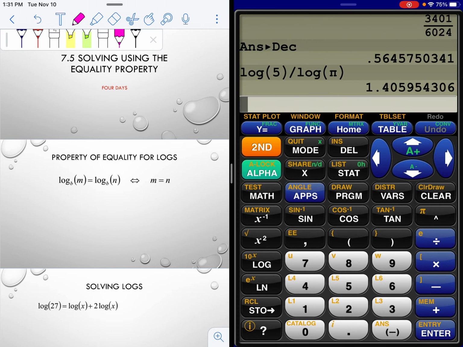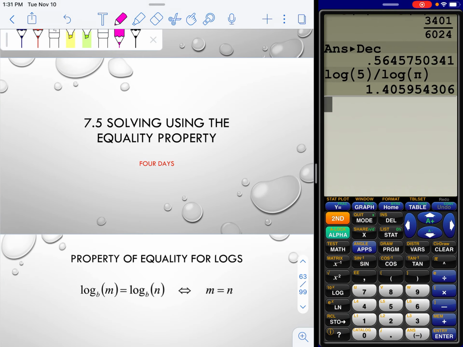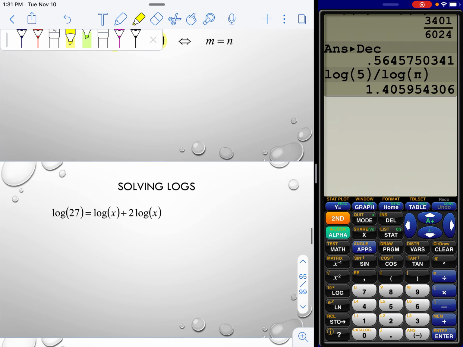We're going to piggyback on this one. We talked about the product, the quotient, and the power rule from our properties of logs. Now we're going to talk about the equality property of logs, and this one's very simple. We said it before. If we're comparing logs with the same base, we can drop the logs and just set the remaining expressions equal, m equals n. So let's do that here.